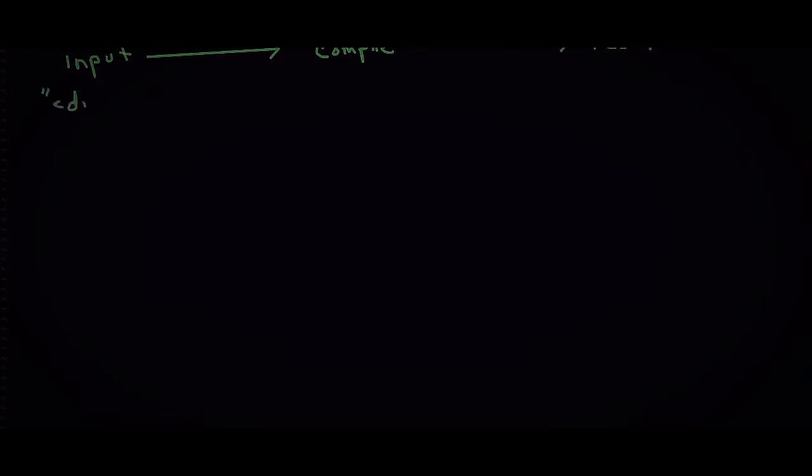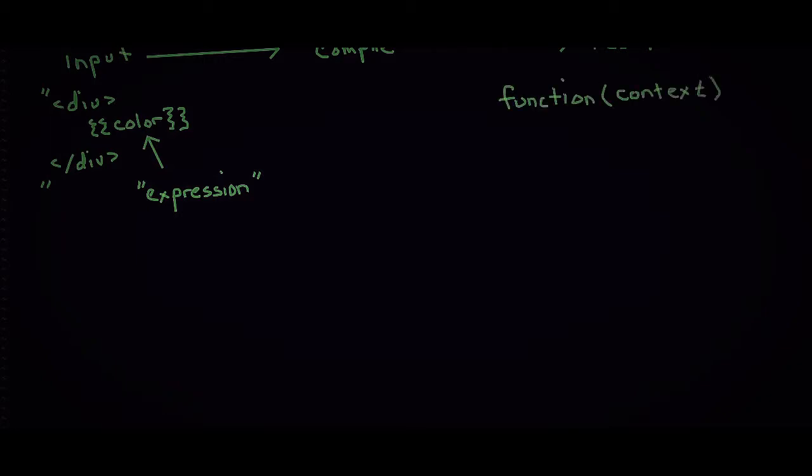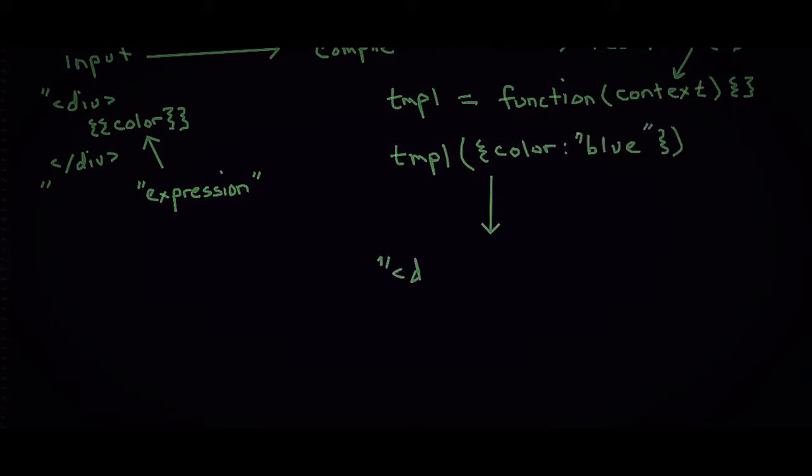a result. In this case, our input will be HTML strings with handlebars expressions, like color. The result will be a function that takes one parameter called a context. The context is just a JavaScript object. We can assign that function to a variable and then call that function with a JavaScript object. And what we'll get back is a string that has our original HTML interpolated with the values of the object.